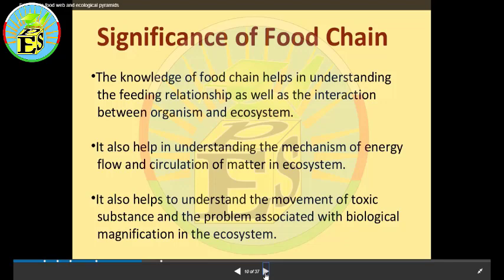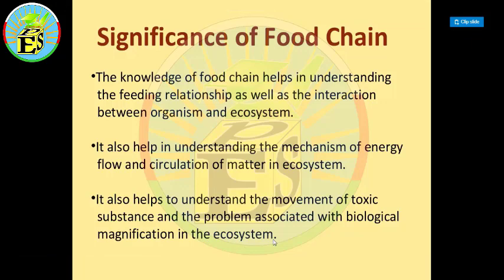Significance of food chain. What is the importance of food chain? How is it helpful to the environment? The knowledge of food chain helps in understanding the feeding relationship as well as the interaction between organisms in an ecosystem. It also helps in understanding the mechanism of energy flow and circulation of matter in the ecosystem. It also helps to understand the movement of toxic substances and the problem associated with biological magnification in the ecosystem. So in short, it is helpful in the energy flow in the ecosystem.